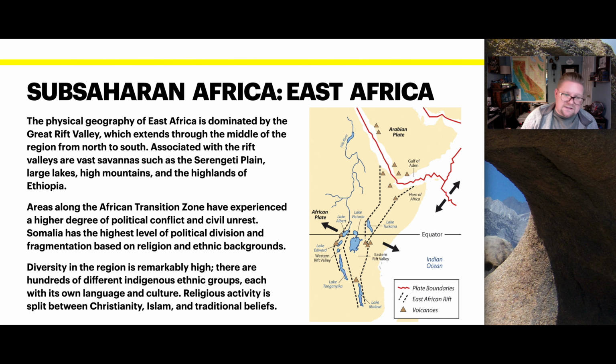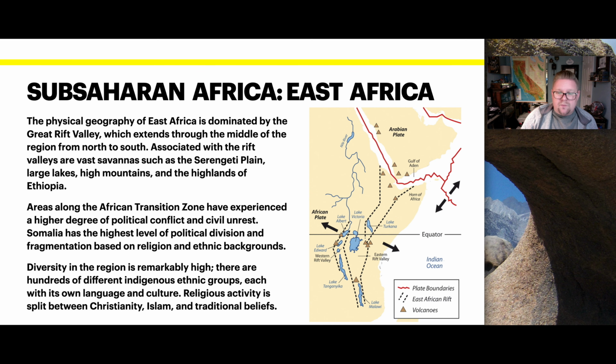Somalia has the highest level of political division and fragmentation based on religion and ethnic backgrounds alone. Diversity in the region is remarkably high. There are hundreds of different indigenous ethnic groups, each with its own language and culture. Religious activity is split between Christianity, Islam, and traditional beliefs.